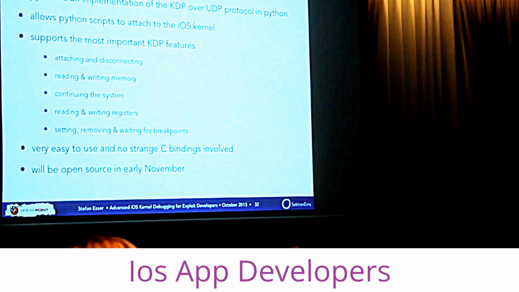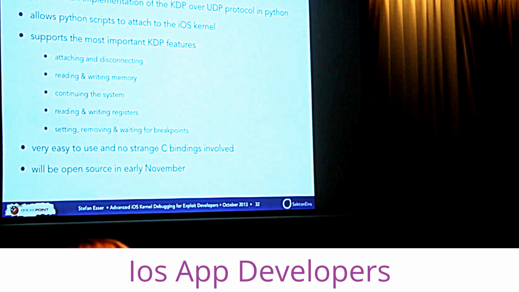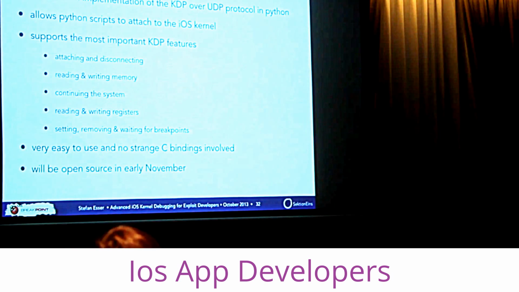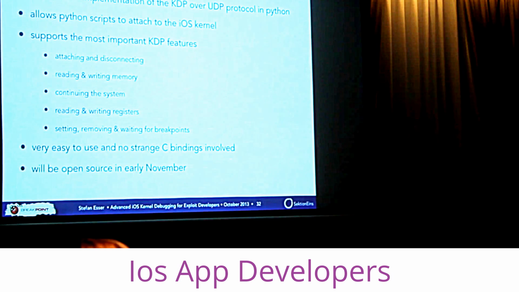Aside from that, you have all the normal features. You can attach and disconnect. You can read or write memory. You can say, now I've set the breakpoints, please continue execution. You can read and write the registers. You can set breakpoints and so on. And because it's just pure Python that speaks UDP over sockets, there are no strange C bindings involved, so you don't have to install a bunch of stuff to get it working. It's just one Python file that you include.